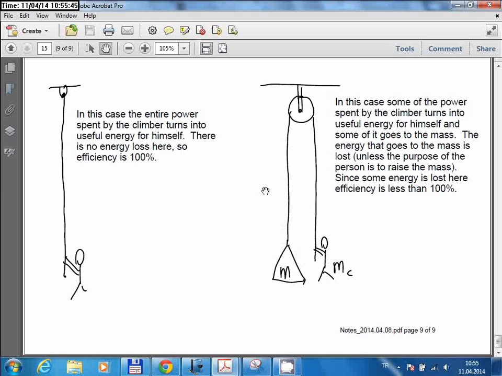So again, if you compare the two, here the efficiency is 100%. If you ignore the energy lost in friction or things like that, all his energy becomes useful for him, whereas here the energy that goes into the mass is a loss. Okay? So this is a very important point to understand efficiencies of aircraft engines.